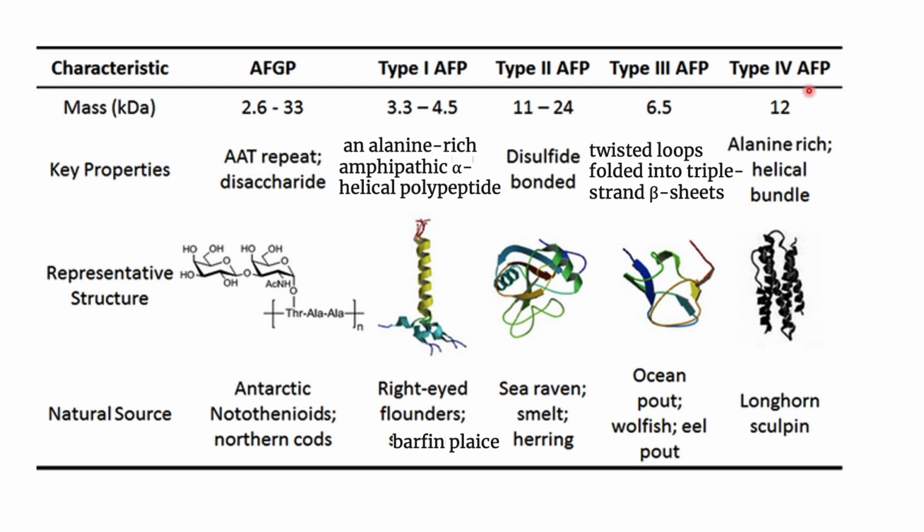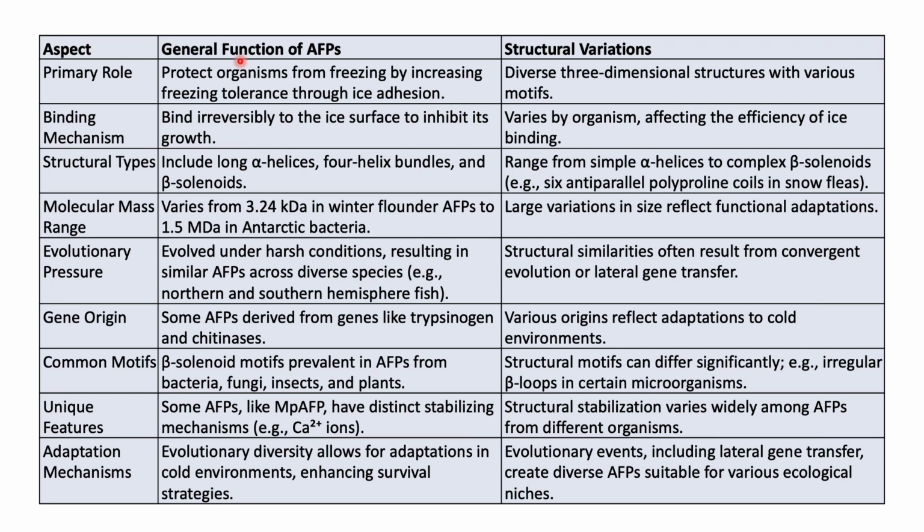And when we look at type 4, the molecular weight is around 12 kilodaltons. They are alanine rich and they have a helical bundle structure as shown here. And here are the various general functions of antifreeze proteins. Their primary role is to protect organisms from freezing by increasing freezing tolerance through ice adhesion. Some of the structural variation includes diverse three-dimensional structures with various motifs for binding.